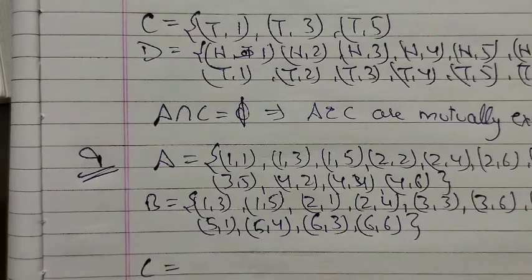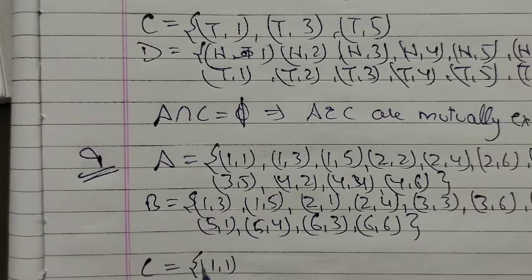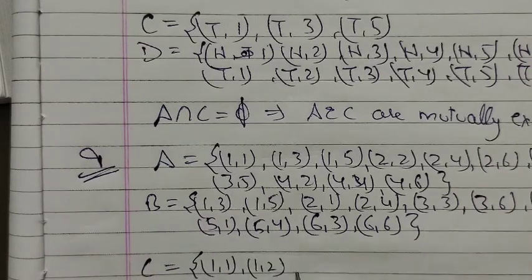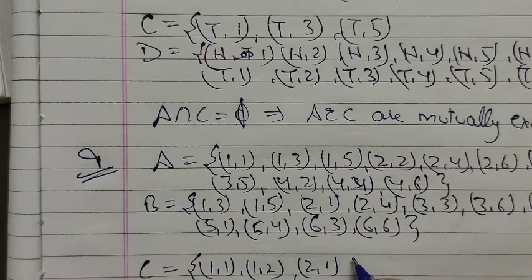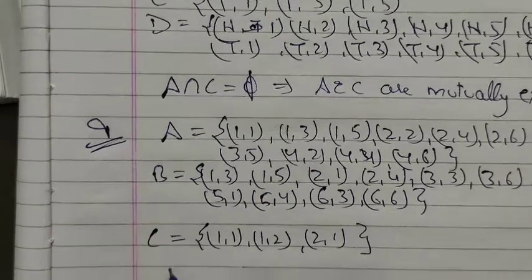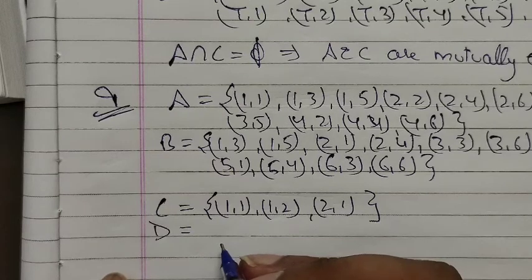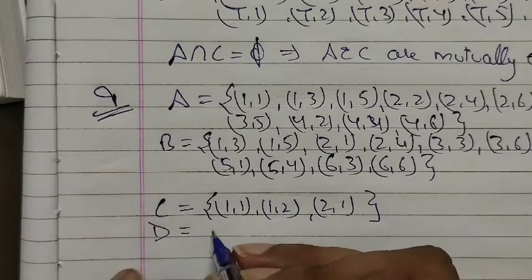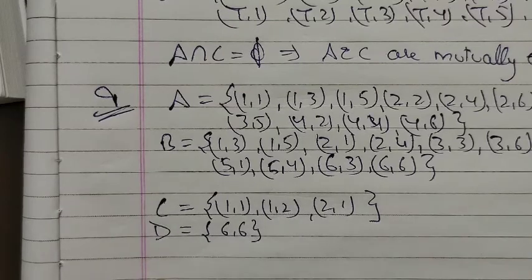C is an event getting the sum less than 4. Okay, the sum should be less than 4. So 1 comma 1, 1 comma 2, 2 comma 1. 2 comma 2 is not possible, 3 comma 1 is not possible. So only these three. D, getting a sum greater than 11. So 6 comma 6 is the only possibility greater than 11.